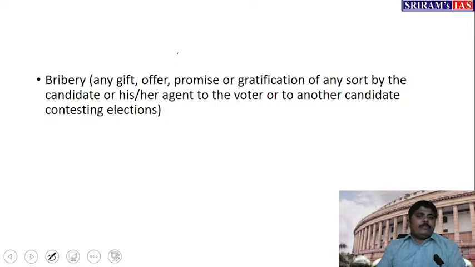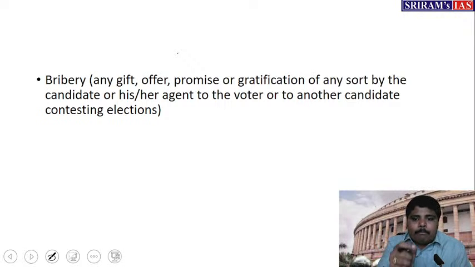So first, when he can be subjected to disqualification: bribery. Any gift, offer, promise or gratification of any sort by the candidate or their agent to the voter or to another candidate contesting the election. This is totally different from a political manifesto. Do not get confused in this area. I just want to make it very clear. Whenever there is an issue relating to this point, the topic is very clear and crisp.